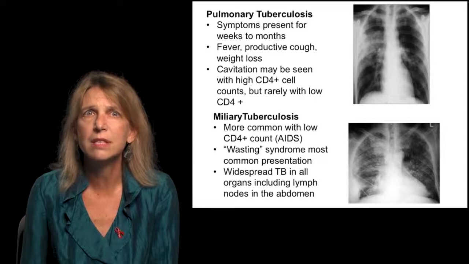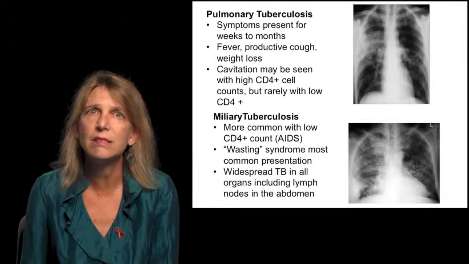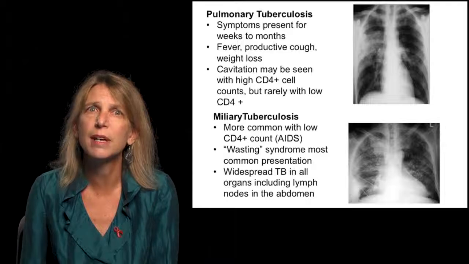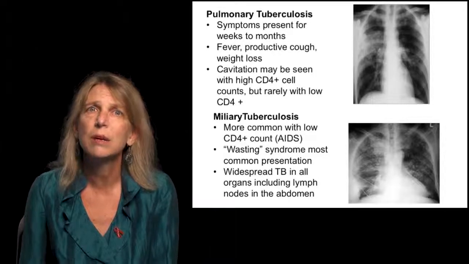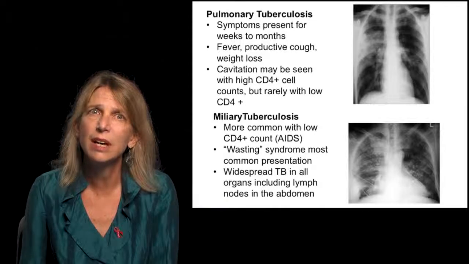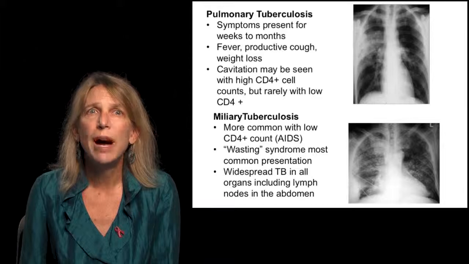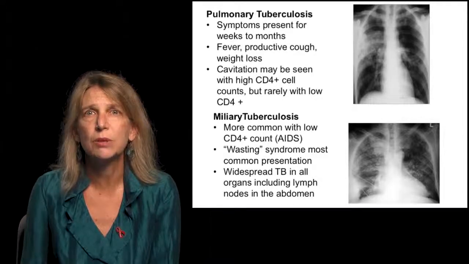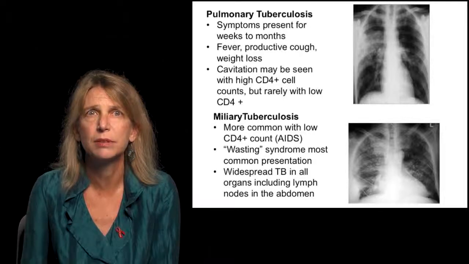Miliary, or disseminated tuberculosis, is more common in patients with low CD4 cell counts and is an AIDS-defining illness. The wasting syndrome, characterized by disseminated TB and a profound weight loss, was referred to as slim disease in Africa and was how AIDS was recognized there. Widespread TB occurs in all organs, including lymph nodes in the abdomen, and can cause patients a great deal of discomfort.